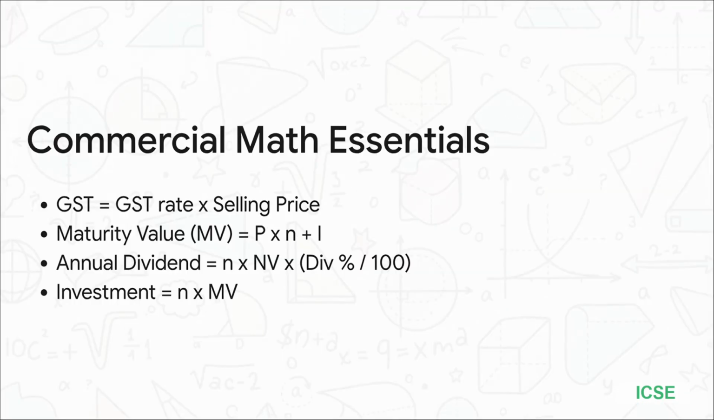Okay, here are the heavy hitters. GST, super simple. Just the GST rate times the selling price. For recurring deposits, your maturity value is what you put in each month, times the number of months, plus all the interest you earned. Now for shares, and this is important, your annual dividend is calculated using the nominal value, but your actual investment is based on the market value. Don't mix those two up.